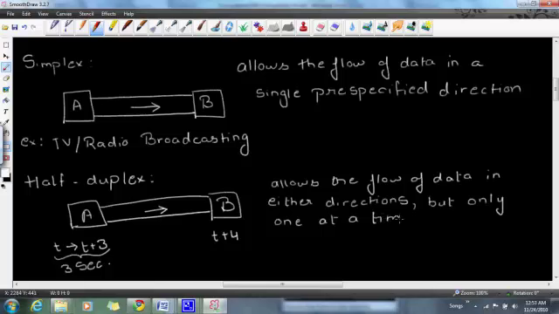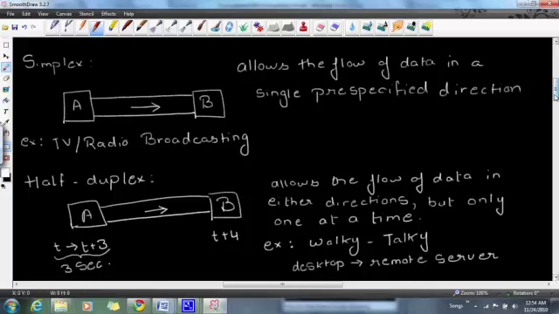An example of such transmission or communication can be seen in the case of walkie-talkies in daily life, and in computer-based applications. Such communication is usually seen when a desktop is transmitting or receiving data to a remote server.